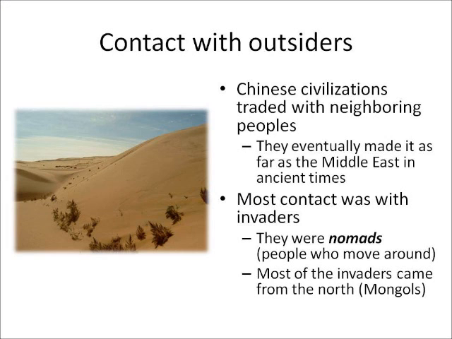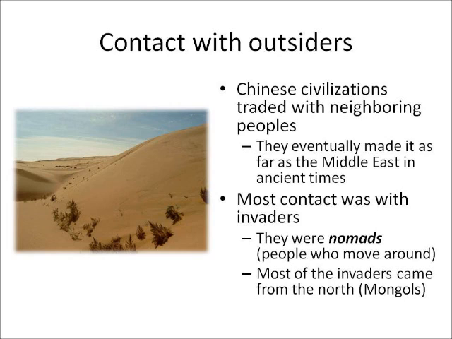Now, despite the isolation, Chinese did have contact with outside groups. Some of it was because they initiated contact with neighboring peoples for trade. They did explore as far west as almost all the way to the Middle East as civilization progressed. But usually other people came to them. China is very famous for being invaded by numerous peoples over the years. And in ancient times, most of those invaders were nomads.